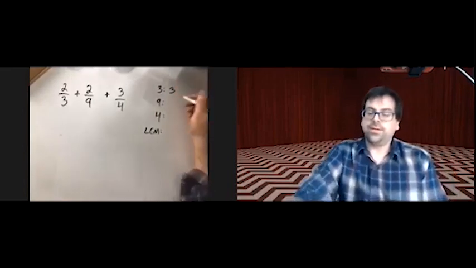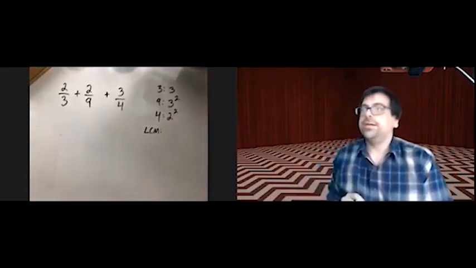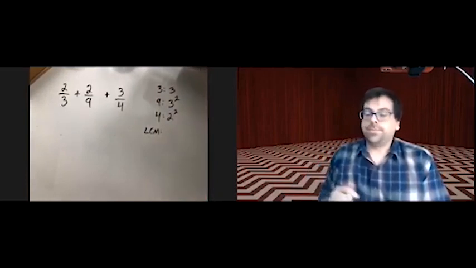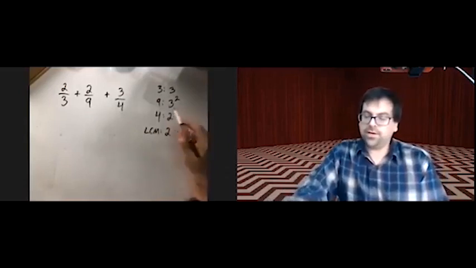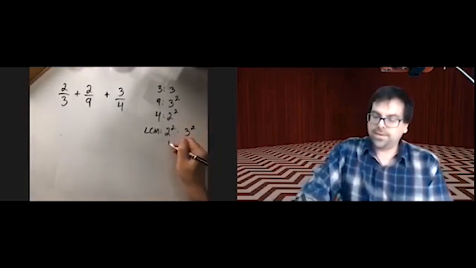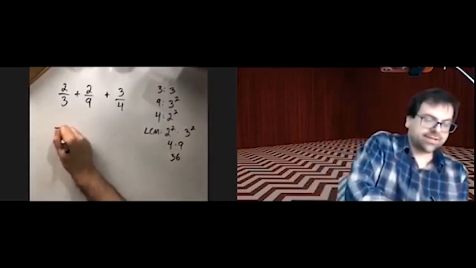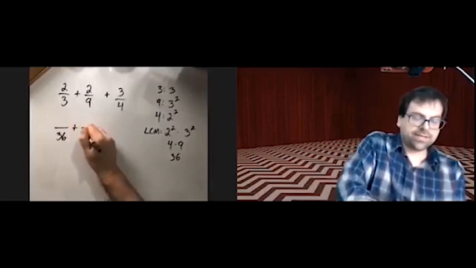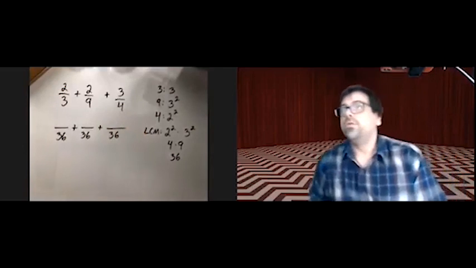3 is just 3. 9 is 3 squared. 4 is 2 squared. All the bases we have are 2 and 3. Highest power shown for 2 is 2 squared. Highest power shown for 3 is 3 squared. That's 4 times 9. That's 36. So each of these has to be rewritten over 36.